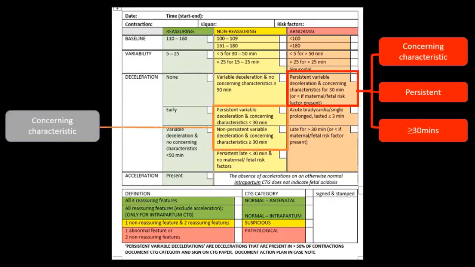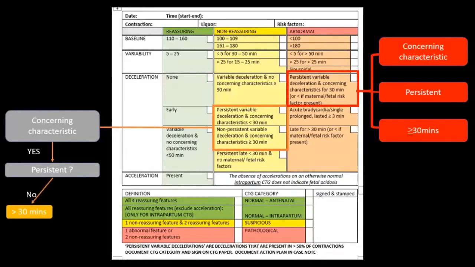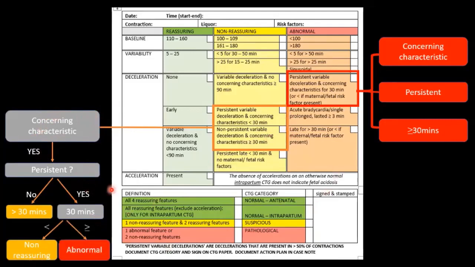Okay, but let's say when you ask yourself, is there any concerning characteristic? Yes, there is. Is it persistent? No, it is not persistent. Then if it is more than 30 minutes, you will say that it is actually a non-reassuring feature. But if you ask yourself, is this a concerning characteristic? Yes. Is it persistent? Yes. Then you need to see, if it is less than 30 minutes, this will be non-reassuring. But if again, yes, it is more than 30 minutes, then it goes back down to this one, abnormal features again.